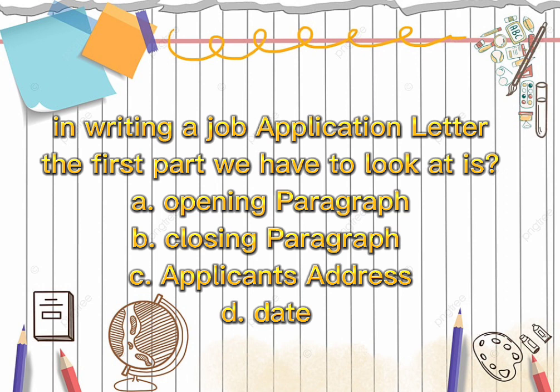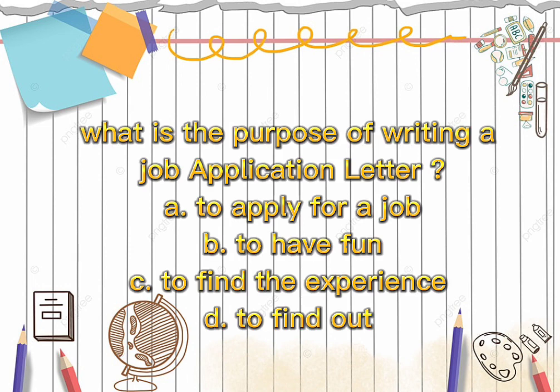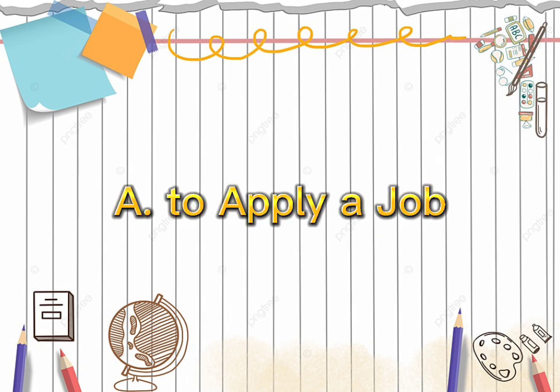In writing a job application letter, the first part we have to look at is: A. Opening paragraph. B. Closing paragraph. C. Applicant's address. D. Date. The answer is applicant's address. What is the purpose of writing a job application letter? A. To apply for a job. B. To have fun. C. To find experience. D. To find out. The answer is A, to apply for a job.